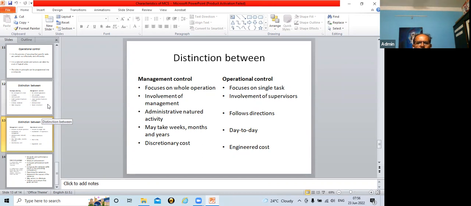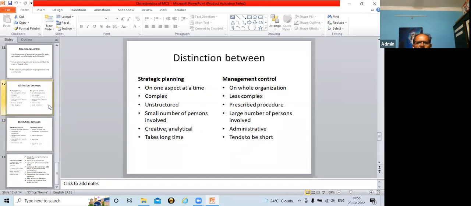Now, showing you another difference between strategic planning and management control. Read this. What it is and how they differ from each other. As we learned, strategic planning is one aspect at a time, whereas management control covers the whole company. Strategic is complex, complicated, whereas management control is less complicated. It is also complicated but less so as compared to strategic. Strategic is creative, management is administrative. Strategic planning takes a long time, management control is short.